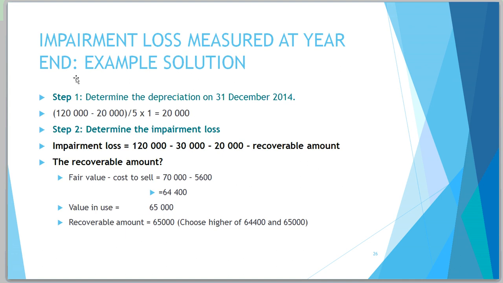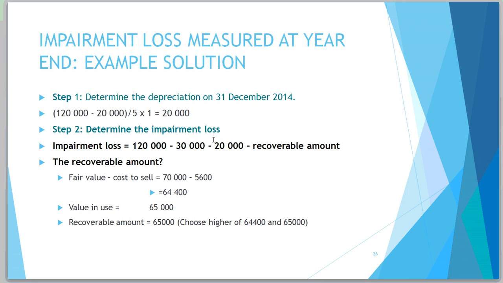So here step 1 is again to determine depreciation, but now we need to determine depreciation for the entire year because it's at year end. So we'll say it's 120,000 rand cost less the residual divided by 5 years times 1 year gives us 20,000 rand depreciation. Step 2 is to determine my impairment loss.